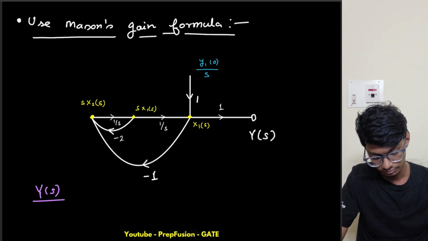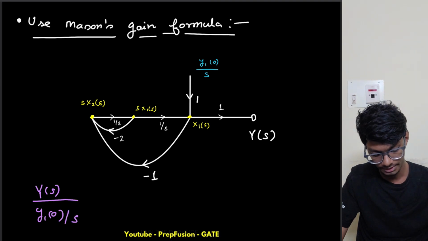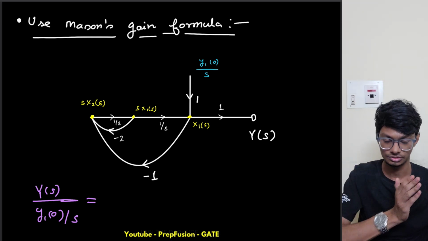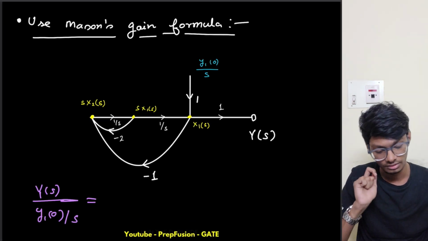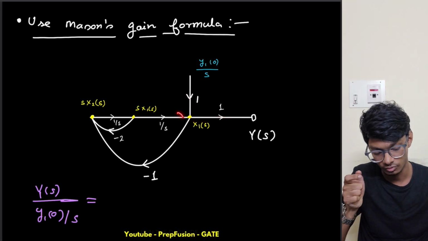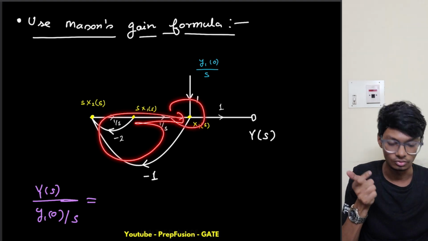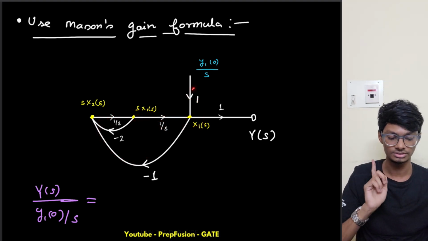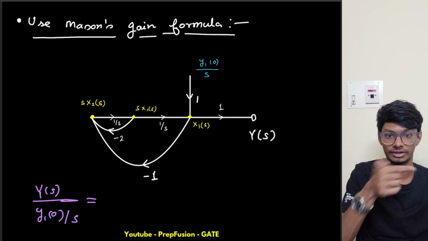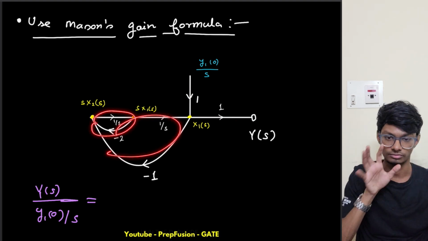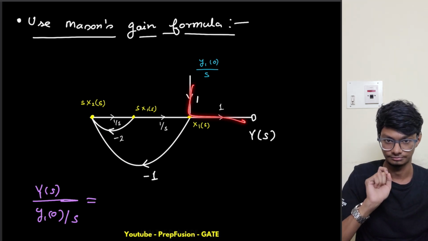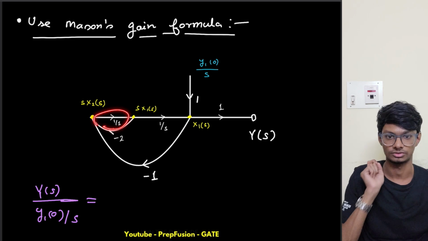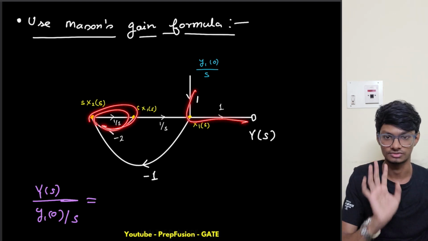So it will be y1 of 0 by s, which is equal to, now what is the forward path gain? How many forward paths do we have? Even if I go through this path, I would repeat this node again. So we have only one forward path, which is this one. Now how many loops do we have? We have 2 loops, a simple SFG. Do we have any isolated loops from this forward path? I think we have. This loop is isolated because no node is common with this forward path.